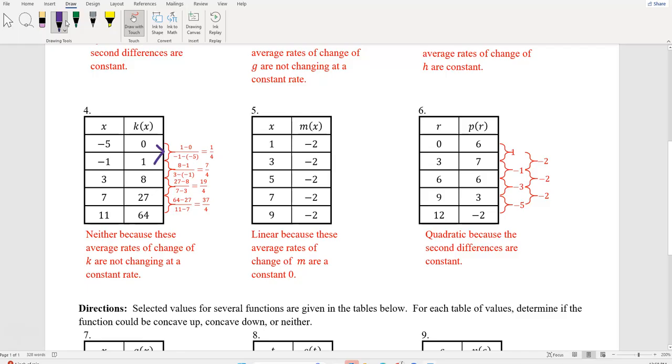On 4, I've got up 1, up 7, up, what do you get there? 19. What's the last one? 37. Okay, so if I do my second difference, that's up 6. This is up 12. This is up 18, I believe. There. So the first difference is not constant. The second difference is not constant. But what if we did it one more time?